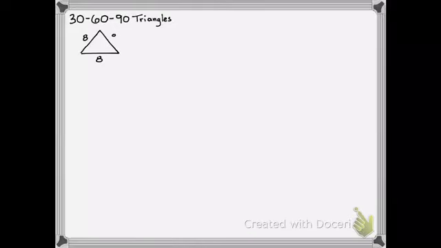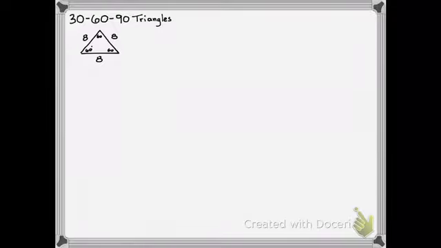Since all the sides are the same, all the angles have to be the same as well, but they still have to add up to 180 degrees. So if they're all going to be the same and add up to 180 degrees, that means that they all have to be 60 degrees, 60 degrees, and 60 degrees.